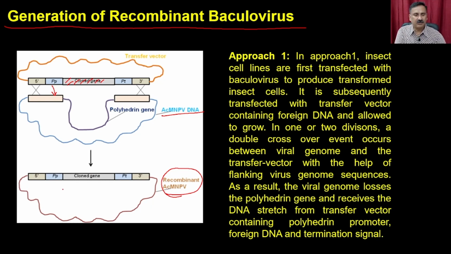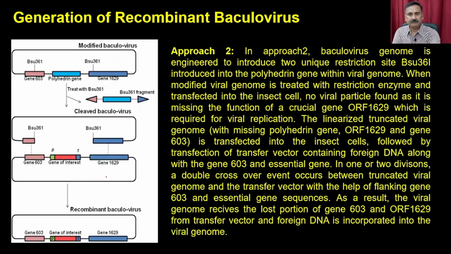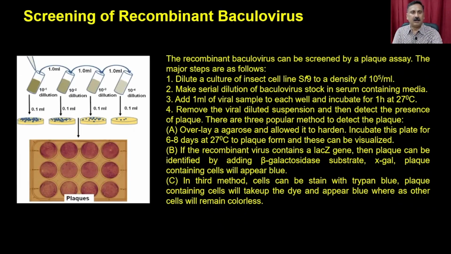And that's how you're going to have the recombinant vector, and this recombinant vector is going to be used for the further infection of the insect cells. This is approach number two. So you can use the different cassettes and generate the recombinant baculovirus. Then you can screen the recombinant baculovirus.